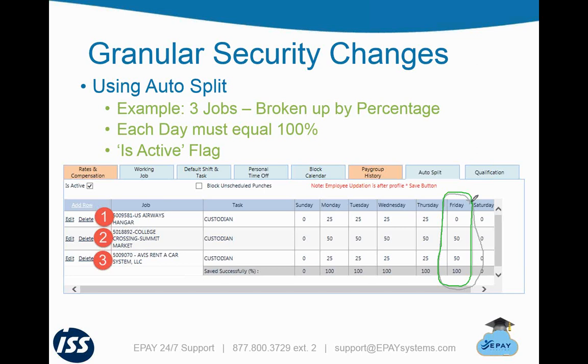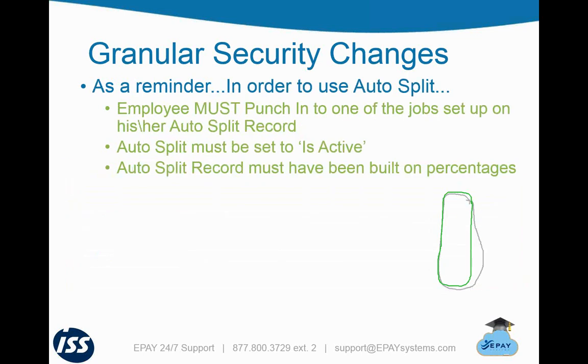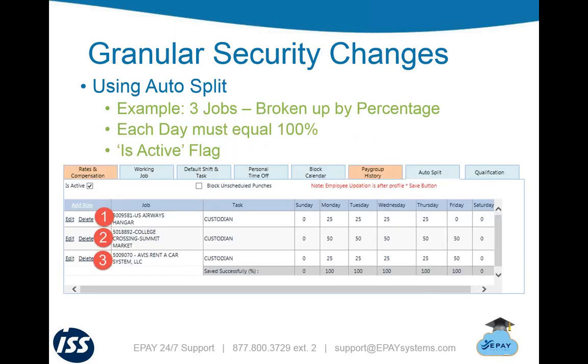Now, keeping that in mind as well, the criteria here, I'm going to advance my slide so we can go to the next screen. The criteria is very simple for Autosplit. The employee must punch in to one of the jobs set up on his or her Autosplit record. So in saying that, let me go back one screen. The employee has these 3 jobs, as you see on this particular example. If the employee goes into one of these job sites and clocks in for the day, and then at the end of the day simply clocks out, as long as he clocks into one of these jobs, the Autosplit will take over.